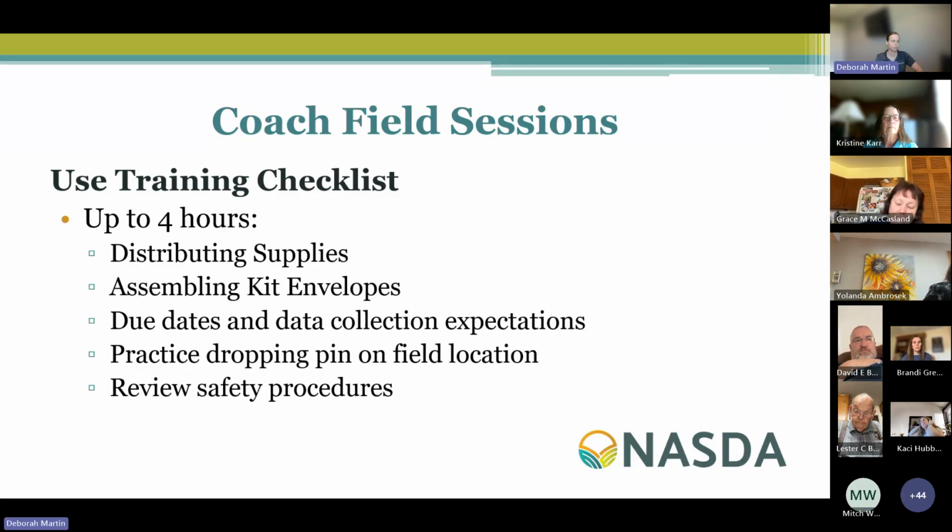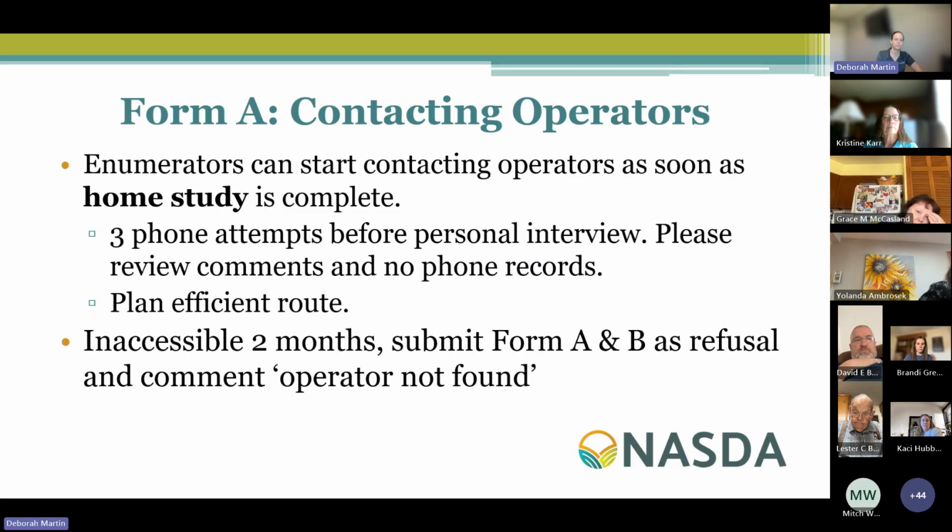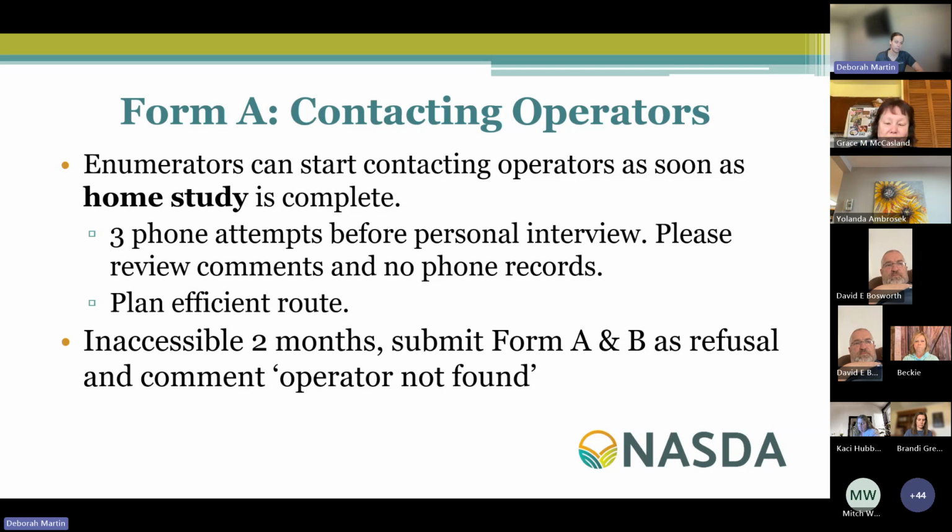All right, so Form A is for contacting operators. Enumerators can start contacting operators as soon as their home study is complete. I know that for Kansas, Oklahoma, and Texas, they are already available in CAPI. Everyone else, they will be available on Monday. So they can start contacting operators as soon as home study is complete to get that permission.